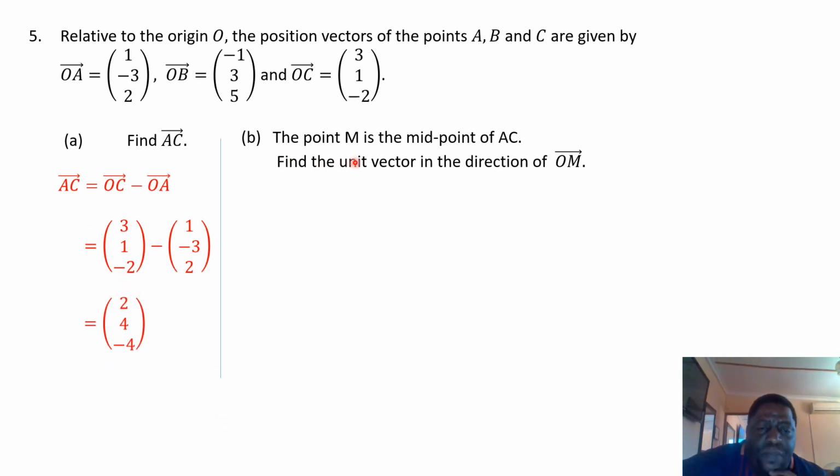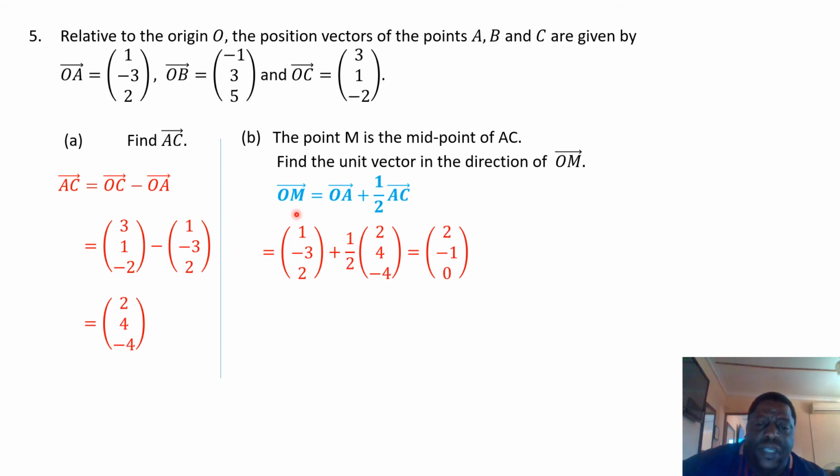Now, the point M is the midpoint of AC. Find the unit vector in the direction of OM. So what is OM? OM is OA plus half of AC, like what I said before. Right, so let's clean this up. OM then will be OA, which we know as 1, negative 3, 2, plus half of what we calculated before. That gives us OM.